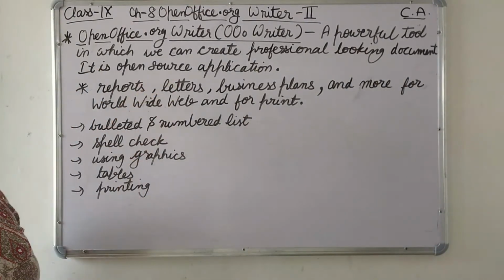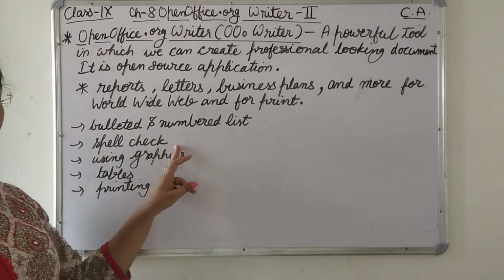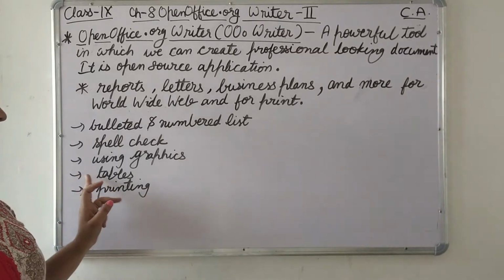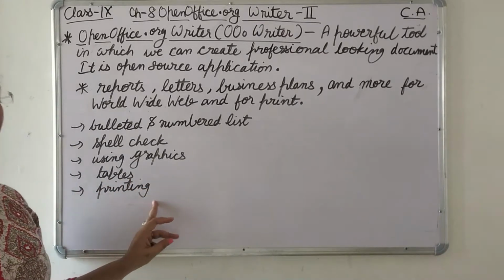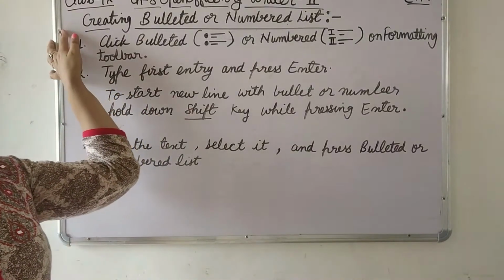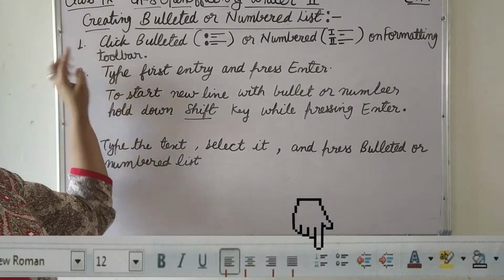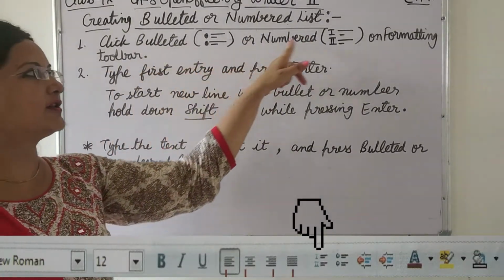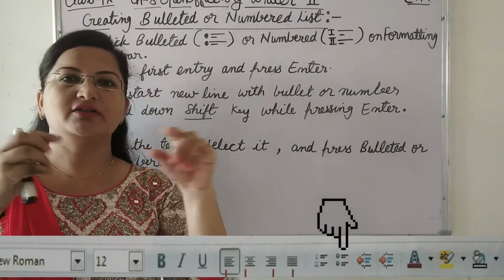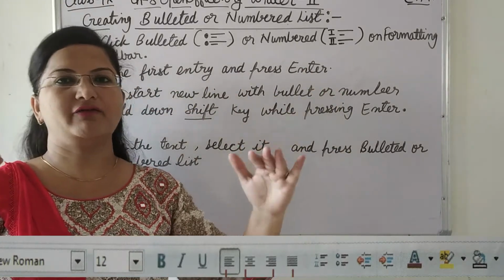In OpenOffice Writer 2 we will study bulleted and numbered lists, spell check, using graphics, means pictures, then tables and printing, how to print. Now students, we will learn to create a bulleted or numbered list. For that, click the bulleted or numbered icon on the formatting toolbar. Below the standard toolbar there is the formatting toolbar. Selecting the icons from there we can format the text.